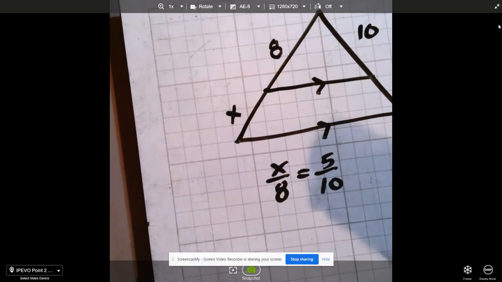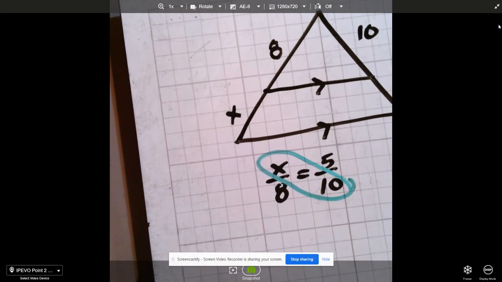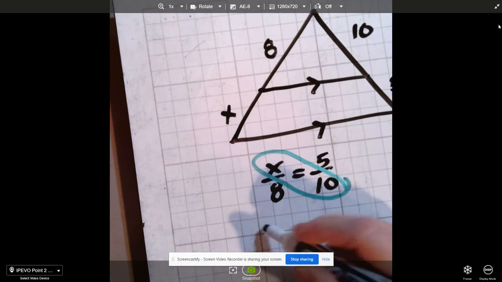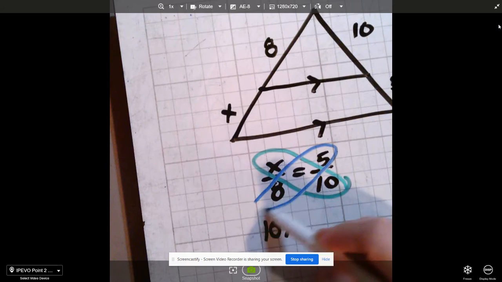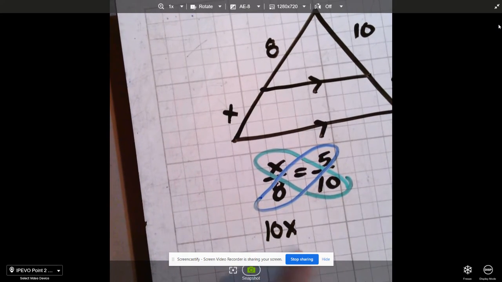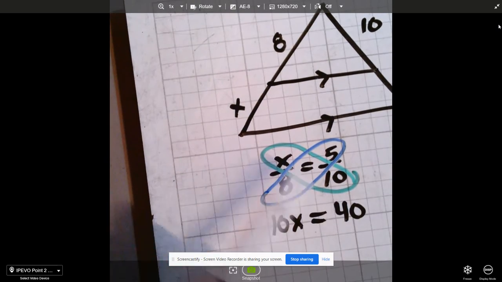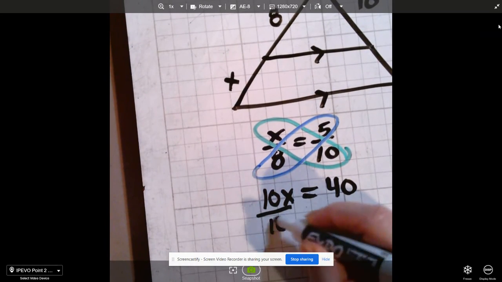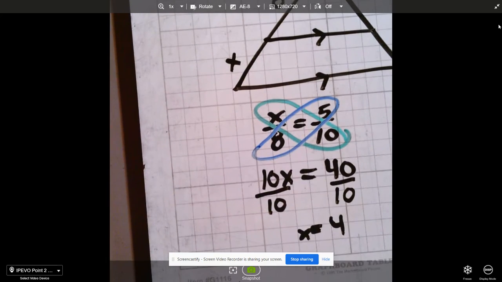The way you cross multiply is you take these two terms and multiply them together. So x times 10 will give me 10x. And then you're going to take the other two, and set this product equal to the product of those other two. So 8 times 5 is 40. So now I have cross multiplied. Now in order to solve this, I just have to divide both sides by 10. And now I've solved for x. I know that x has to be 4.